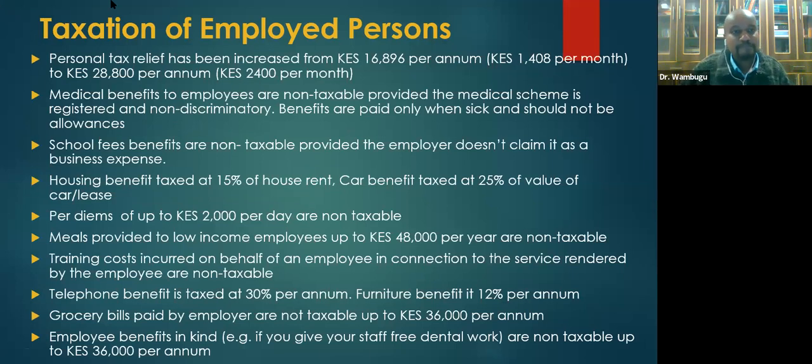We're almost done. Personal tax relief, which is applicable to everyone, has been increased from 16,000. If you did your returns in June, I'm sure you saw this figure of 16,000, which was about 1,408 per month. Now, after COVID happened, it is now 28,800 per year. So it's about 2,400 shillings every month of tax relief.